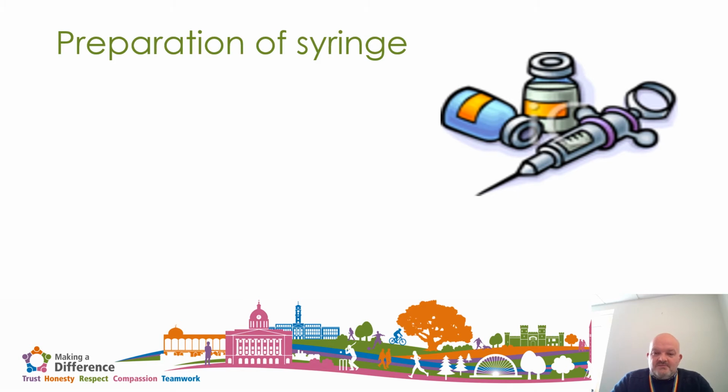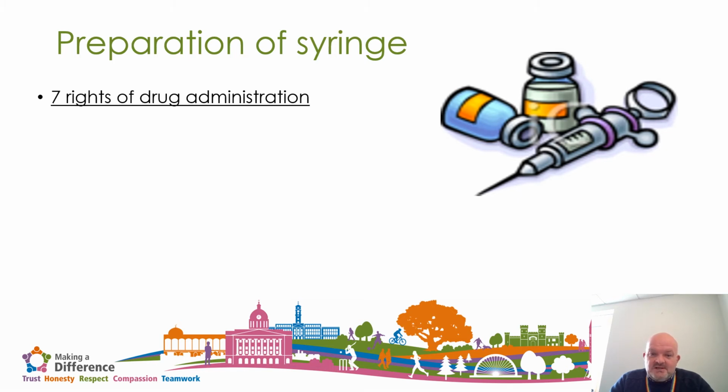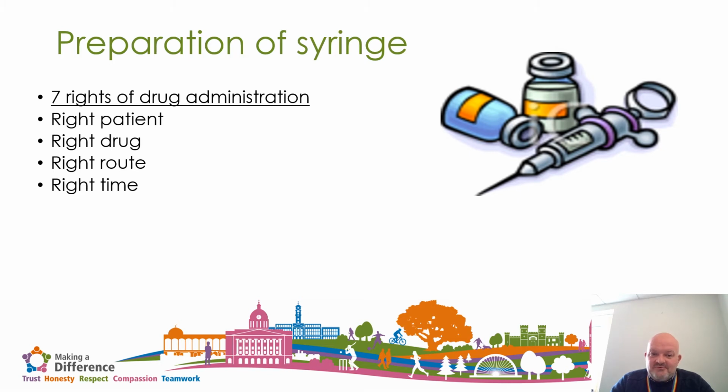So we've got our cannula in situ. We've chosen the best site for that particular patient. So now we are going to prepare the syringe. I'm going to just go over the 7 rights of drug administration. So the first 5 that came out were, as you can see, right patient, right drug, right route, right time, and right dose. A 6th one was added, the right chart.